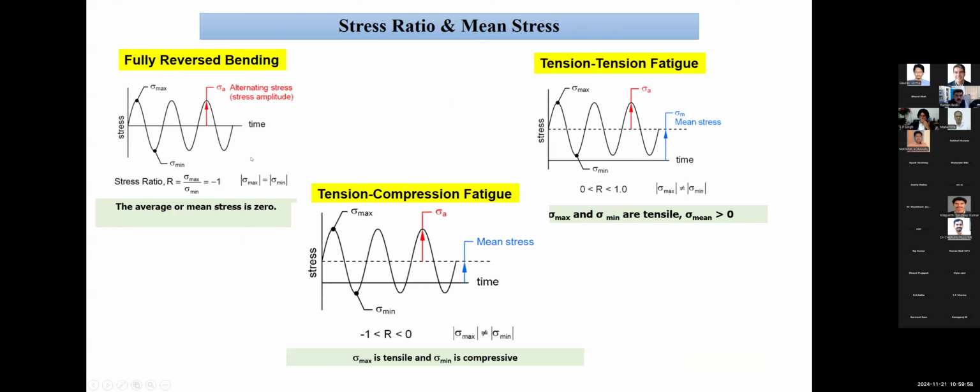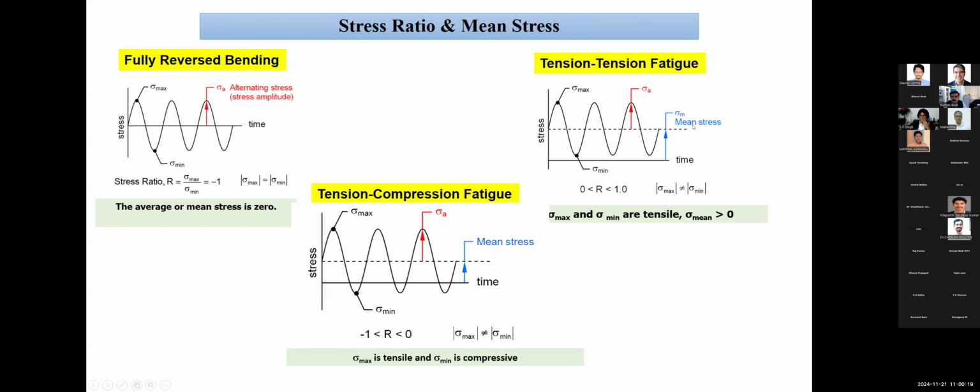Now, these are the different cases that we expect in the case of various stress ratios. We start with the fully reversed bending, that is what we find here, R is equal to -1. Then there is tension fatigue. That is typically the case for most composite structures, where compression loading we are not going to test.